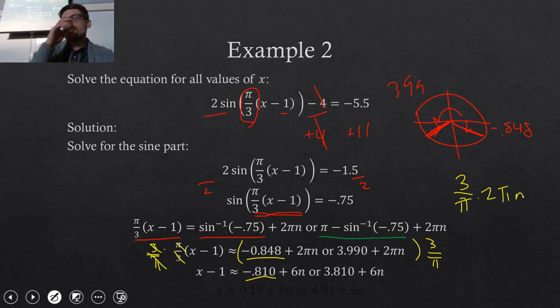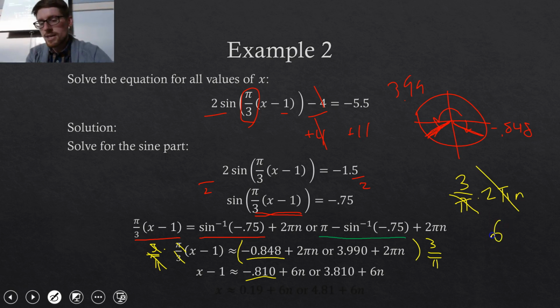3 over pi times 2 pi n effectively changes the period. This changes how often those solutions appear. If I were to simplify this, we are dividing by pi, multiplying by pi, those cancel. So what do we get? 6n as a result. Okay? And so for this particular problem, our period is now 6. We repeat every 6 units of x, whatever that is, time, distance.